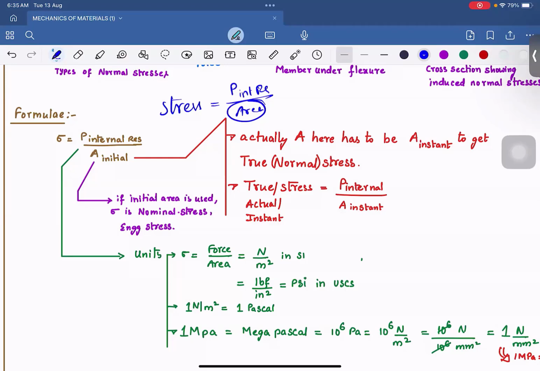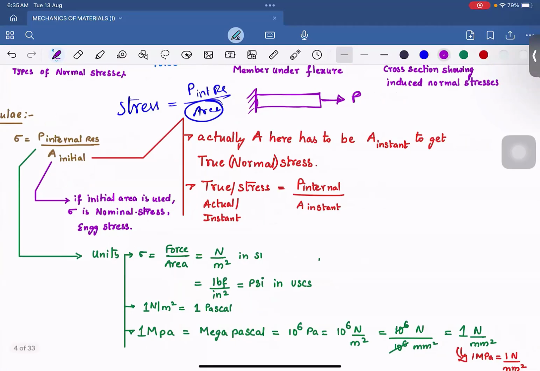But coming to the area, there are again many types. Suppose I take a member here, fix it here, and apply a load P. Are you able to hear me now?